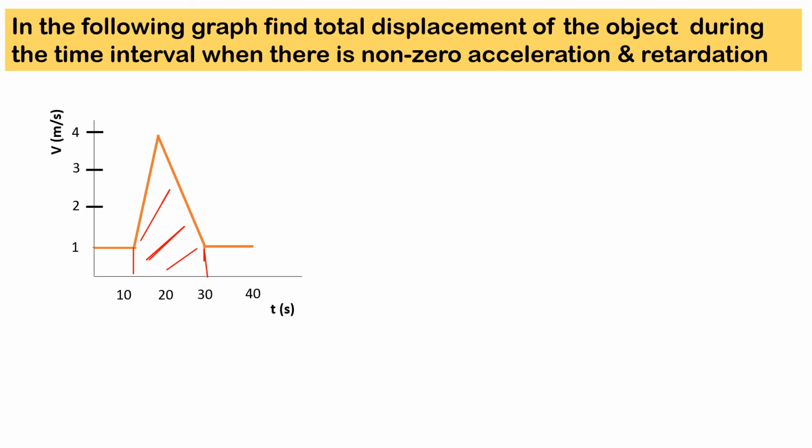This is a constant velocity. This is constant velocity. So zero acceleration, right? So non-zero acceleration is this and retardation, right? So this shape you can divide into two, a rectangle and a triangle. So find the area of the rectangle and triangle, and that will give you the total displacement of the object. So simple. Do put down in the comment box whatever is your answer.